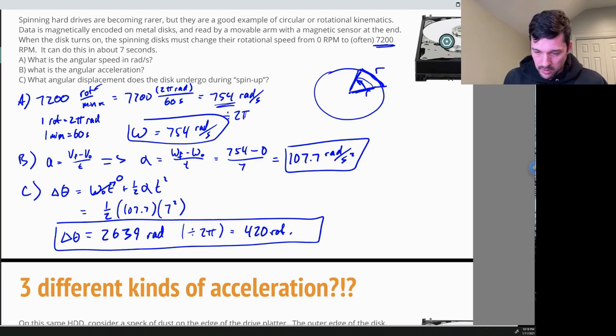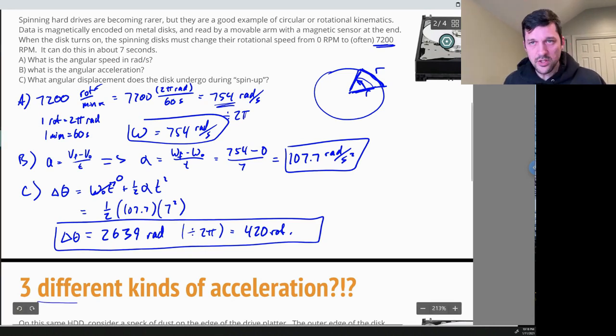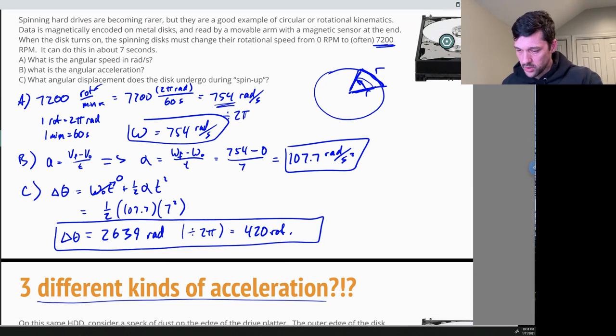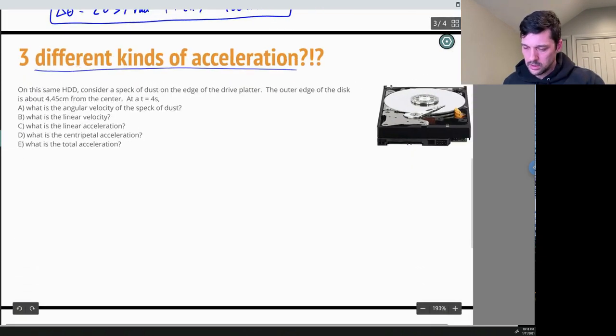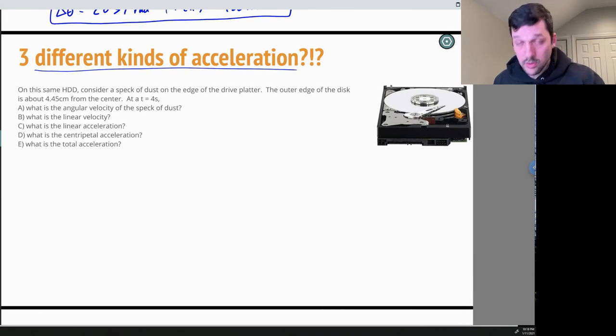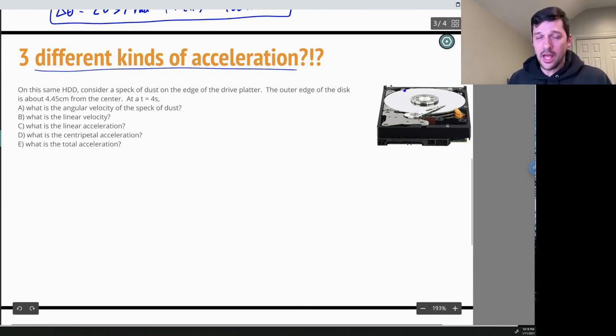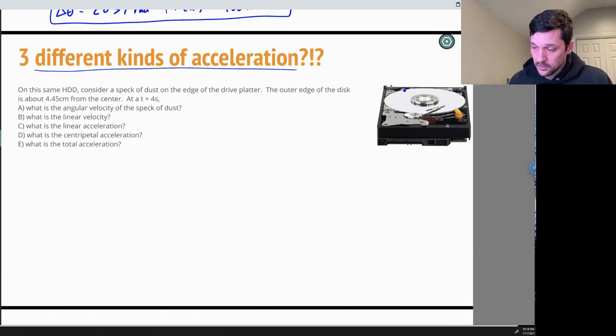All right, now you might see right down here, it says 3 kinds of acceleration. Yeah, here's where your head's going to spin. All right, so consider the same hard disk drive. Let's now think about a speck of dust that's on the outer edge. We're actually going to concern ourselves with how fast, linearly, that little speck of dust is going. Let's say at a time of 4 seconds. So partway through the acceleration process.